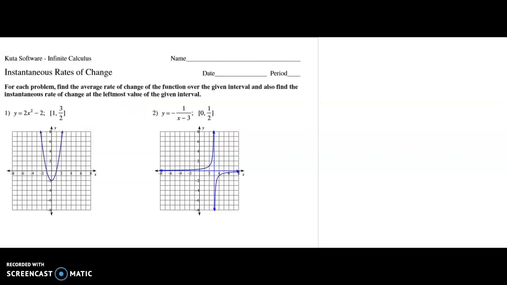Hi again. Now let's talk about instantaneous rates of change. Before we start, let's understand a few things. When they are talking about instantaneous rate of change, what they are talking about is to find the derivative at that point, at the point that they are asking for. That is pretty much instantaneous rate of change.